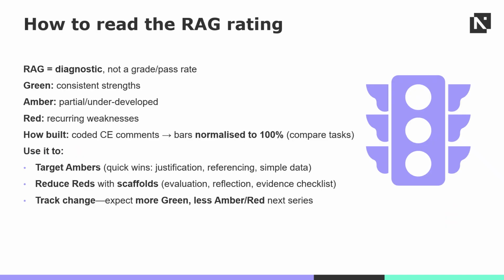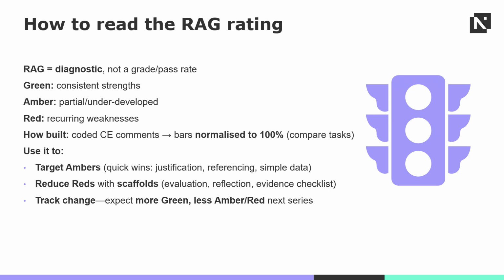In the following analysis, you will see RAG rating. RAG shows where performance sits by task. Green means strengths, the examiner sees repeatedly. Amber means the work is partial, meets the brief but lacks justification or evidence. And red marks recurring weaknesses.